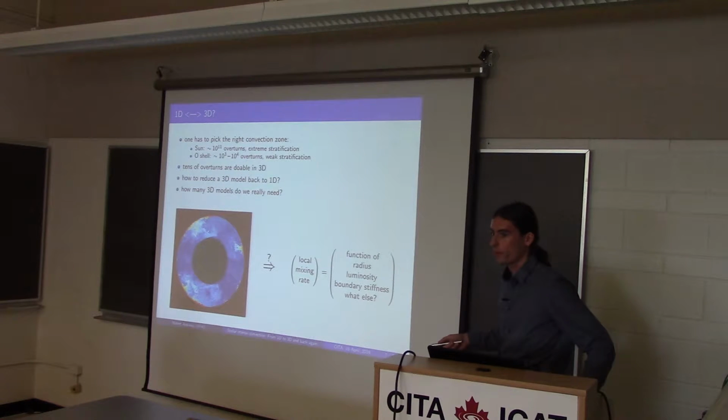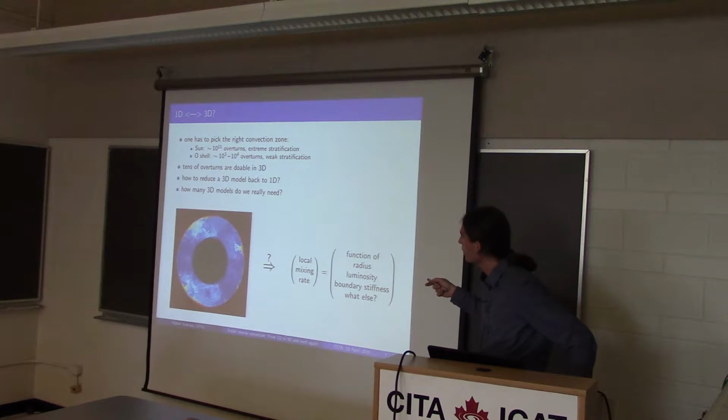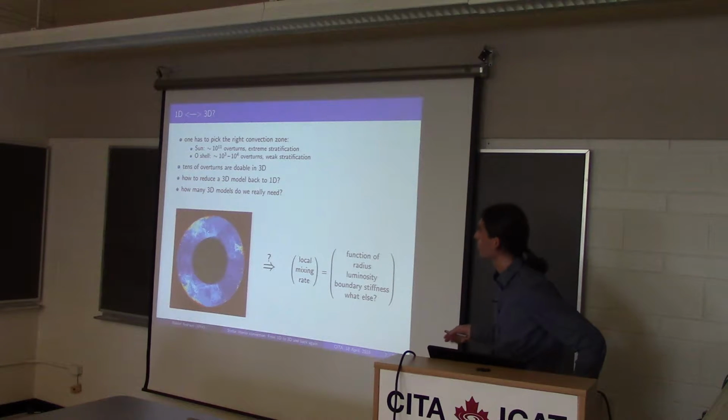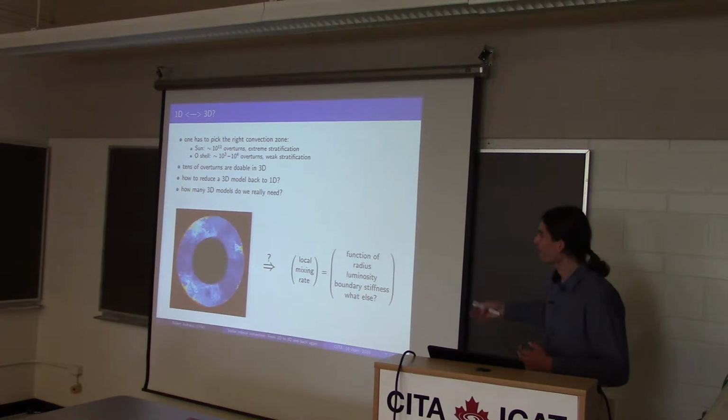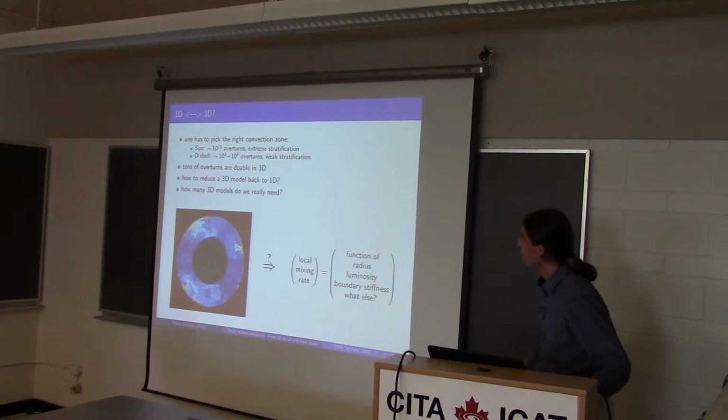If you want to do something in 3D, you first need to pick the right convection zone. As I said, the Sun does 10^11 overturns in its lifetime, and the stratification in that convection zone is extreme. So we don't want to do this. If you go to an oxygen shell, it can only do 10^3 or 10^4 overturns, because after that, the star just blows up. So there's not enough time. And also the stratification is much weaker, so it's easier.